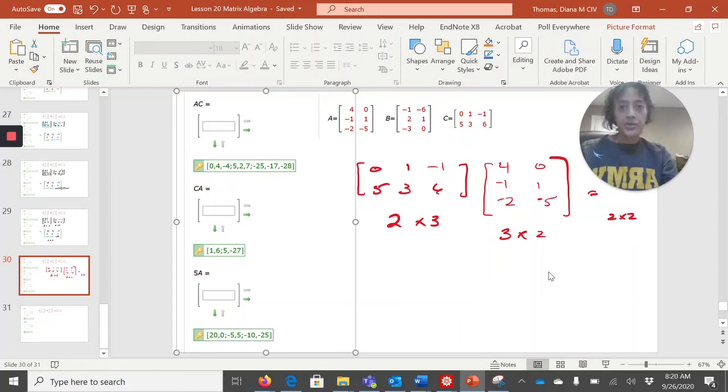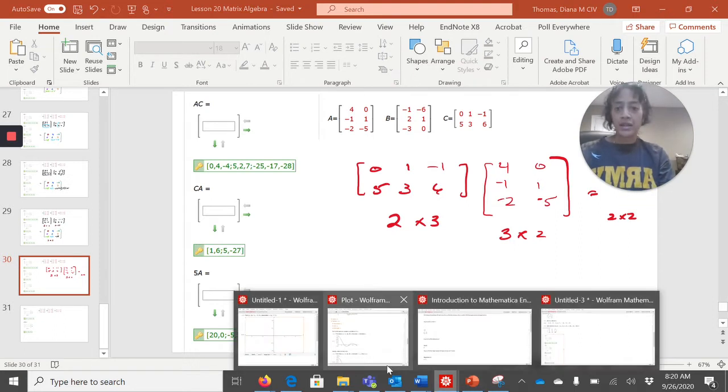All right, so to do C times A, I could do it the same way as I did A times C. I would just take C, write it down here, A, write it down here, and I know that my result will be a 2 by 2. And it's done exactly the same way I did the other problem. And I'm not doing it again.